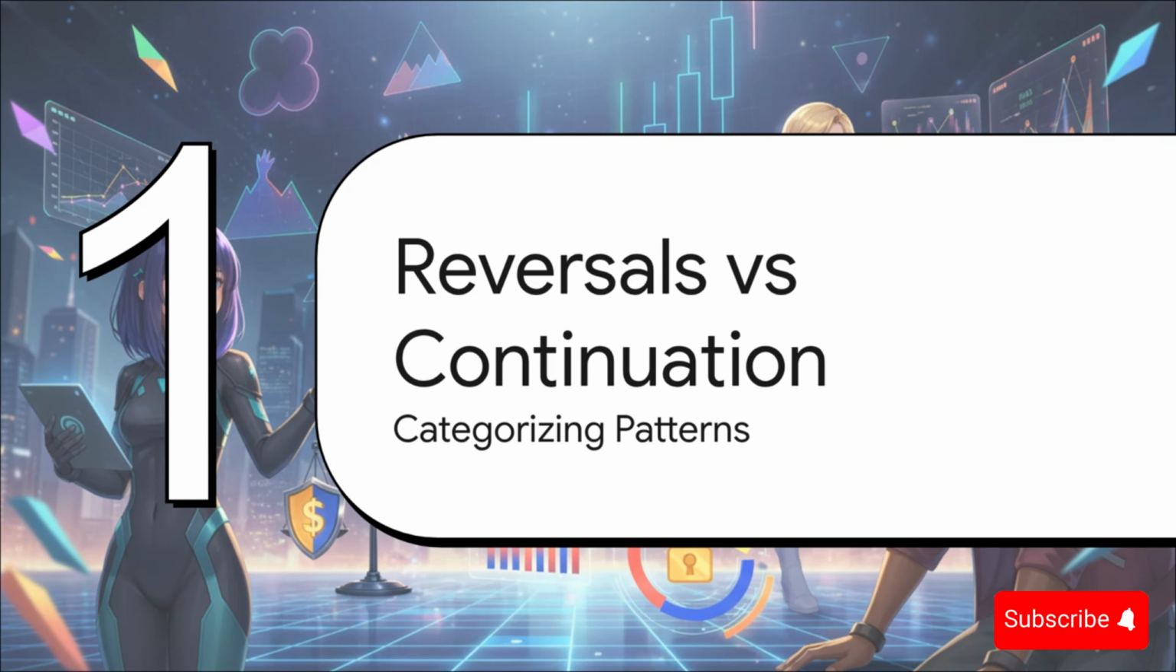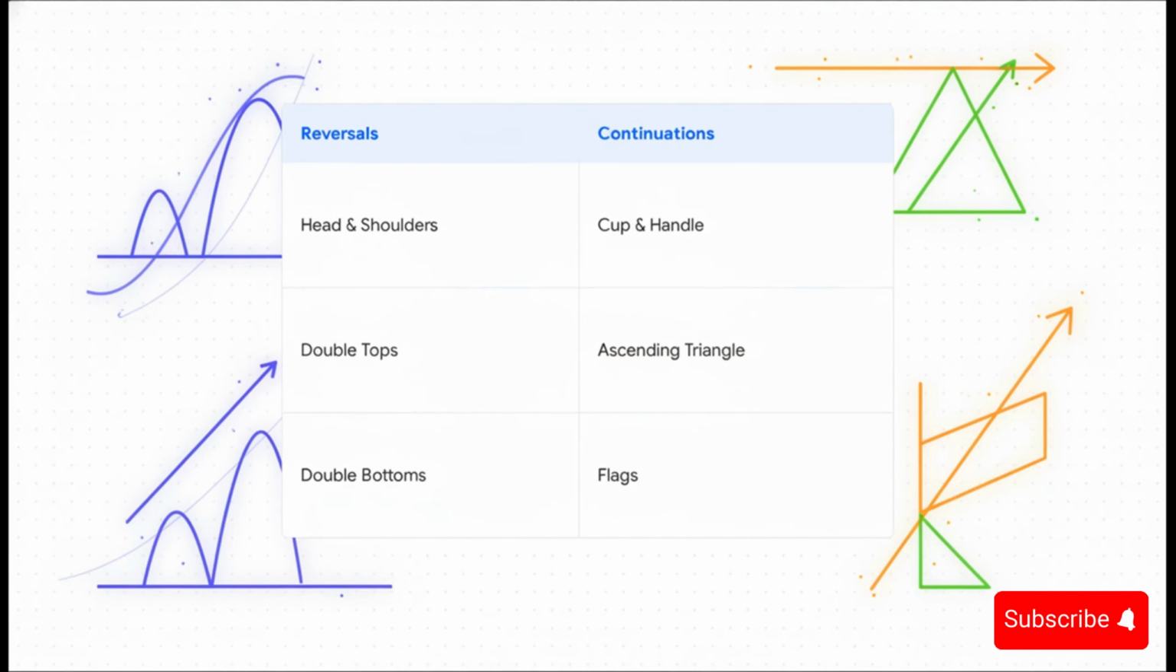Moving right along to Section 2, reversals versus continuations. Basically, there are two main camps of chart patterns you're going to encounter on your exam. Think of this as your visual cheat sheet. On the reversal pattern side, we've got stuff like head and shoulders or your double and triple tops and bottoms. These are massive red flashing lights signaling that an existing trend is exhausted and about to violently change direction.